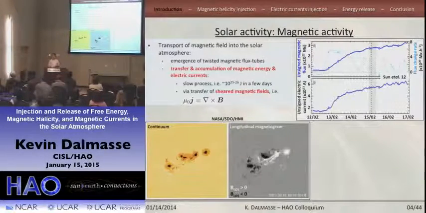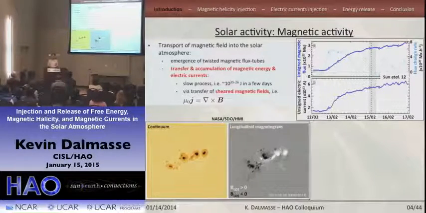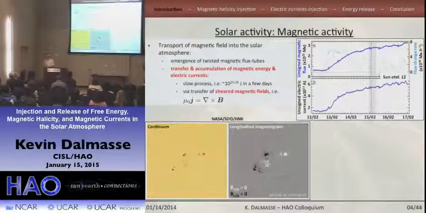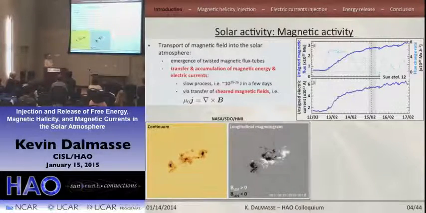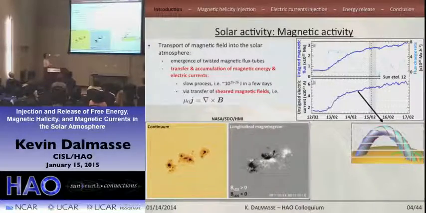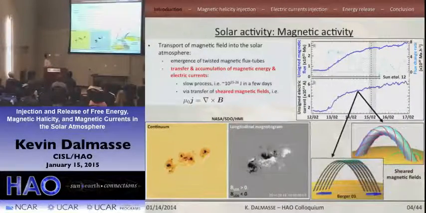This accumulation process is a slow process. It takes typically a few days for an active region to accumulate about 10^25 to 10^26 joules of energy. This process occurs through the transfer of shear magnetic field. This means that the electric currents here can take 2 forms: twisted magnetic field lines on one hand, and shear magnetic field lines on the other hand.